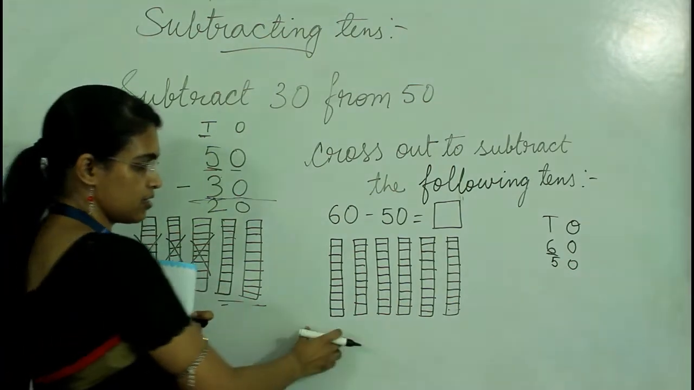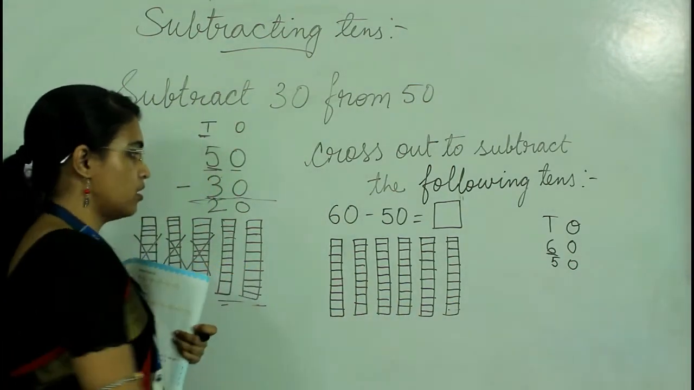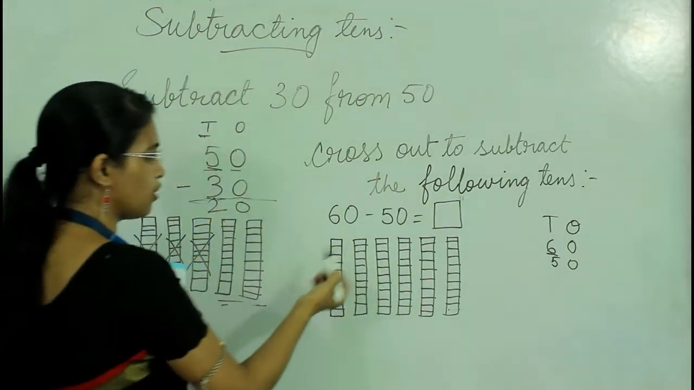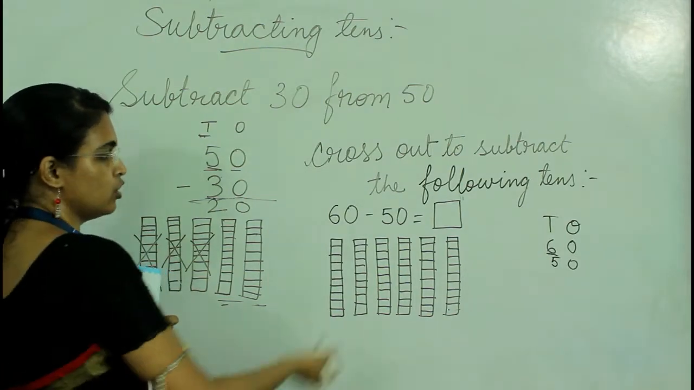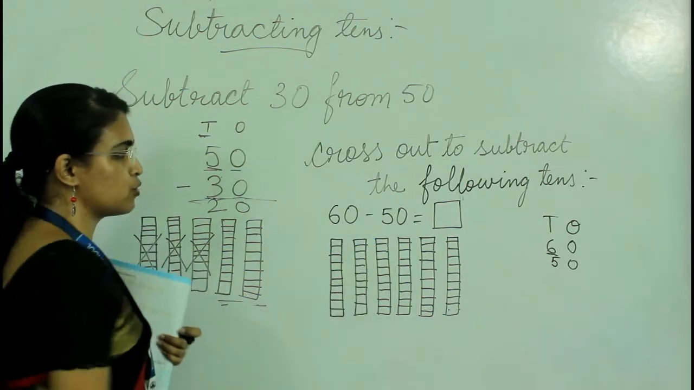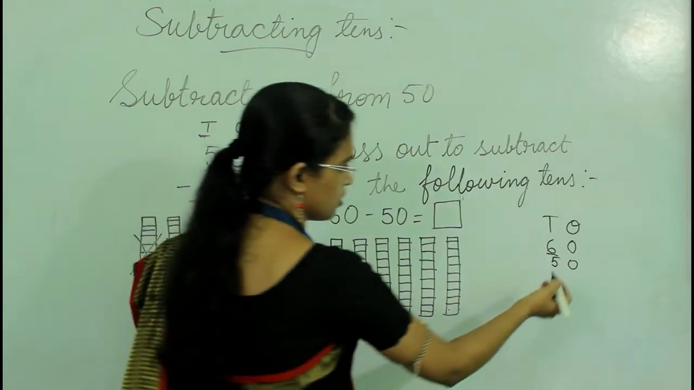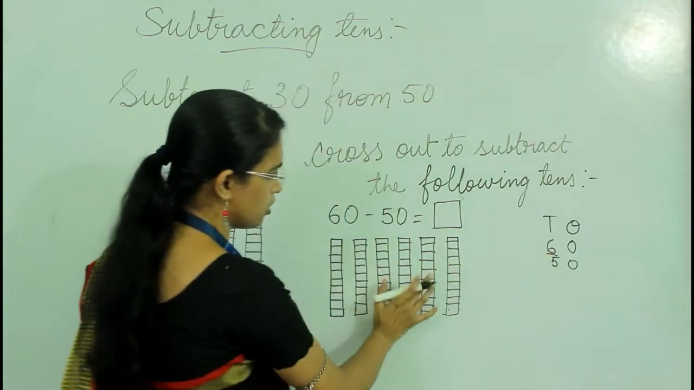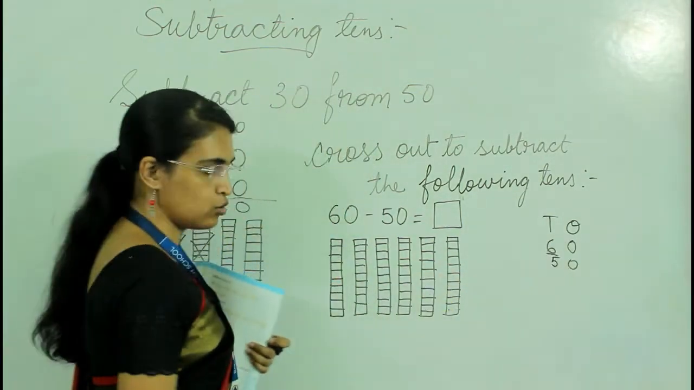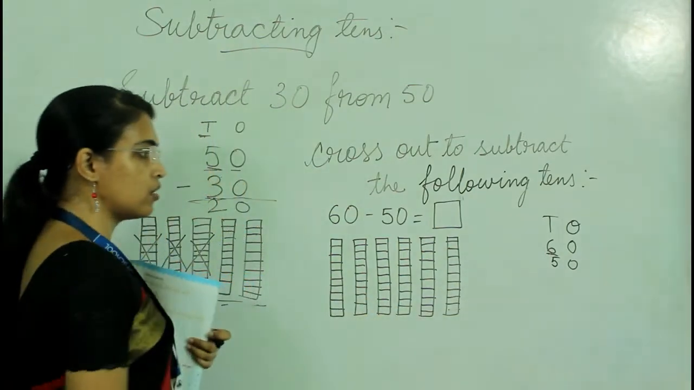So we have 6 groups of blocks. Now from here, what we have to do? We have to subtract 50. So 6 we have drawn. 0 means nothing, so no need to draw any extra block.